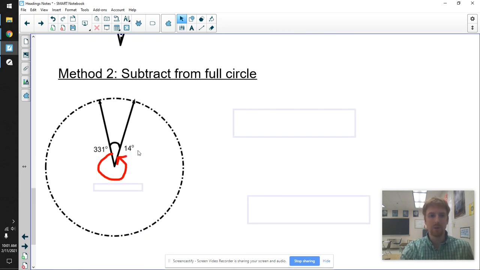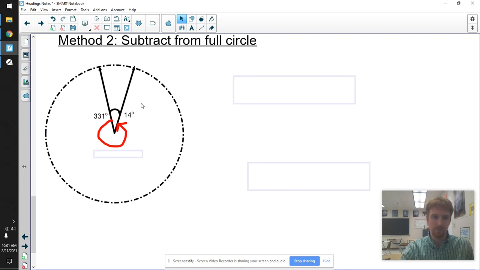Now, method two is to envision a full circle here. So I've got my two headings again, but I envision that they're sitting on a full circle, which we know is 360 degrees, which you can think about that sitting on a compass as well. And if I want to figure out the angle from here back around counterclockwise, and that's where this arrow comes in, going from 331 back around to 14, I can subtract those, and I get a 317 degree angle.